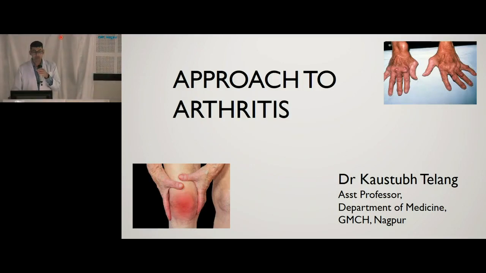But whenever we use the word arthritis, it should be associated with the signs of inflammation. The 4 cardinal signs of inflammation of a joint, swelling, pain, redness, as well as loss of function, should also be there. So you need to keep these things in mind before labeling the patient with arthritis, whether it is really arthritis or not.